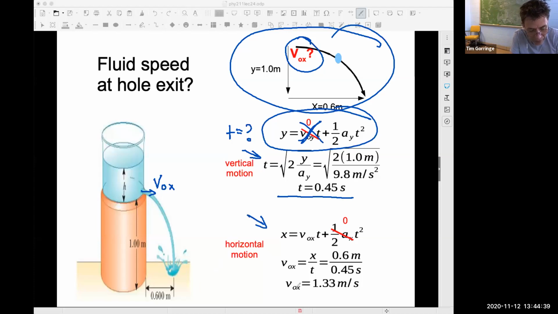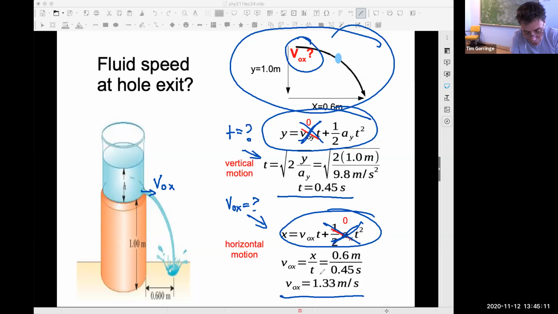Now I know how long it takes to fall. I can find the horizontal speed it was traveling at when it left the spigot. So let's do that. There I need to describe the horizontal motion. So here's the equation describing the horizontal motion. In this case, there's no acceleration, so the second piece goes away. And it tells me that the speed that it's initially traveling at, V naught X, what I want, is related to the distance traveled. I just have to rearrange that equation for the initial speed and fill in the distance traveled horizontally and the time taken, and I get 1.33 meters per second.